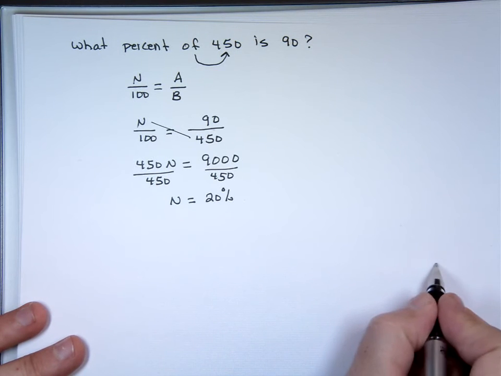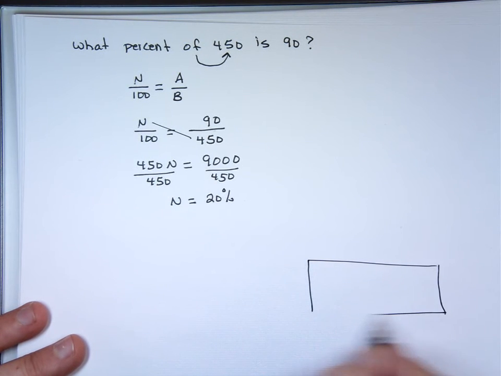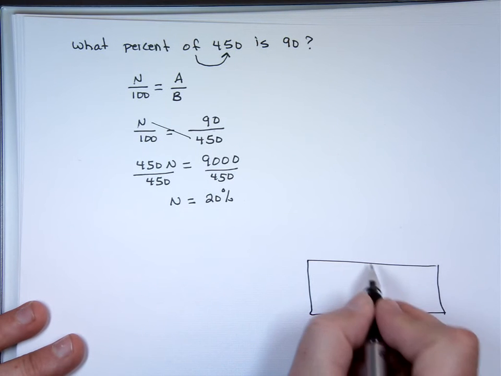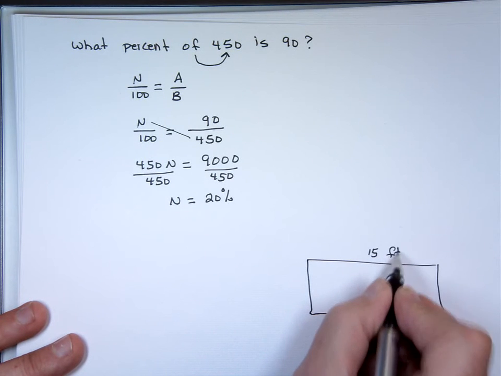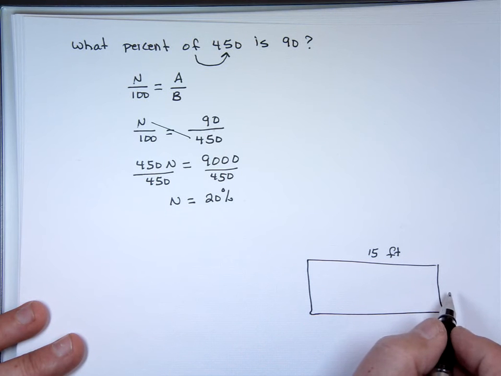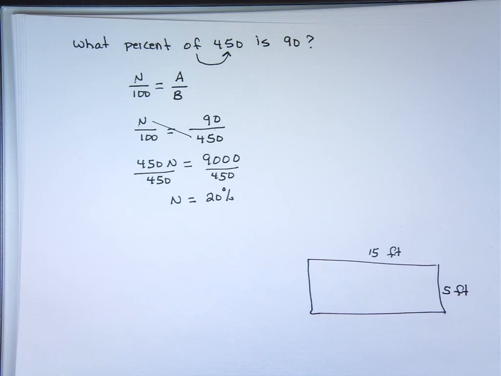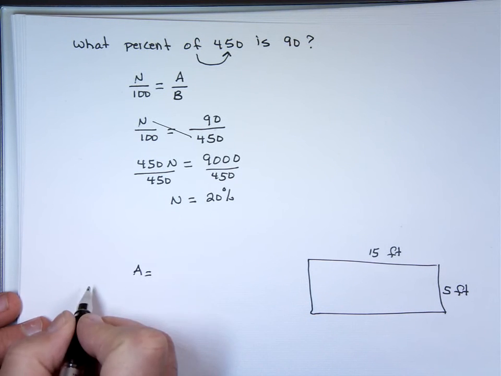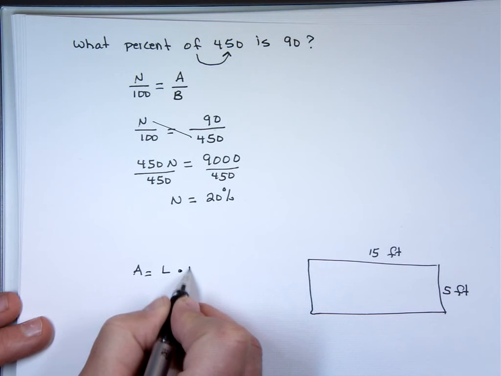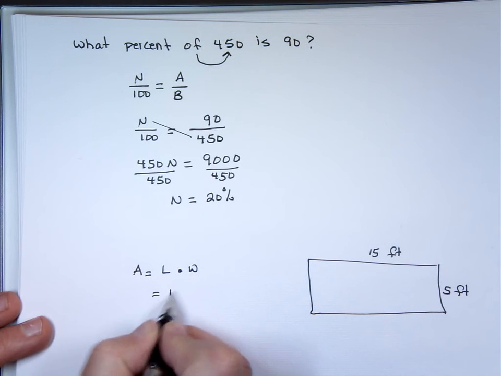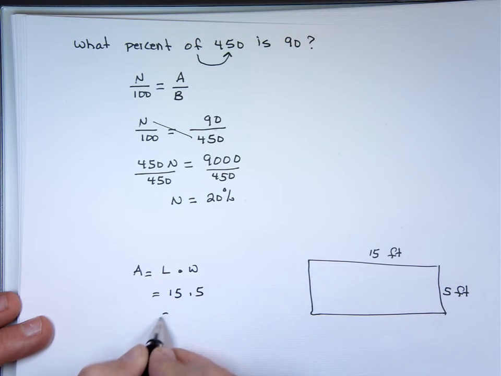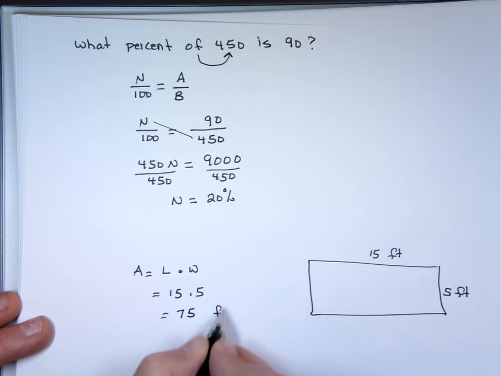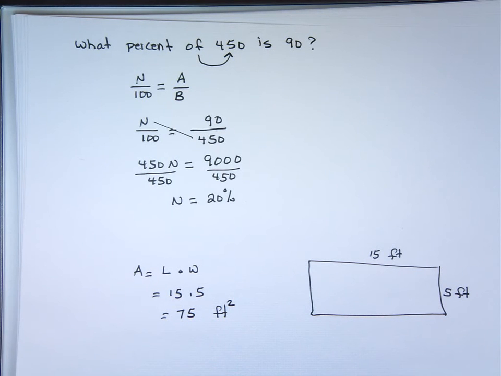Next one, we have a rectangular garden. It has a length of 15 feet, width of 5 feet, and I'm looking for the area. What's the area for a rectangular shape? Isn't it length times width? 15 times 5, which is what? 75 in the unit square feet. There's always a 2 on the top, square feet for area.